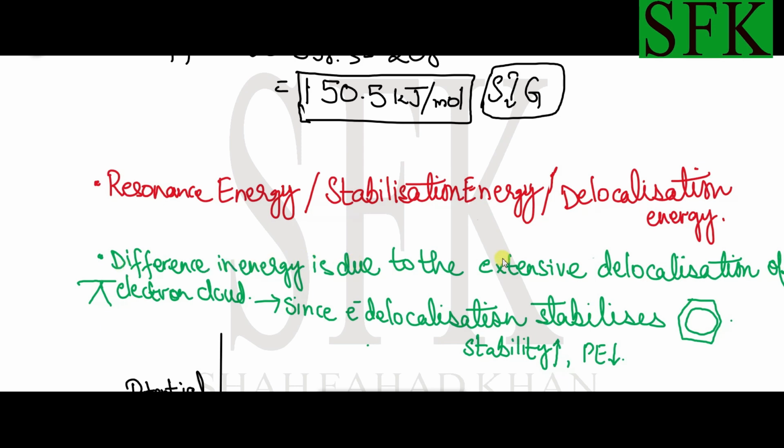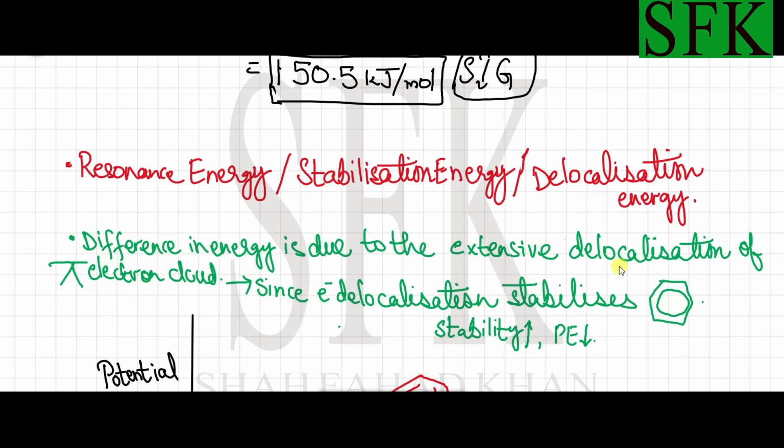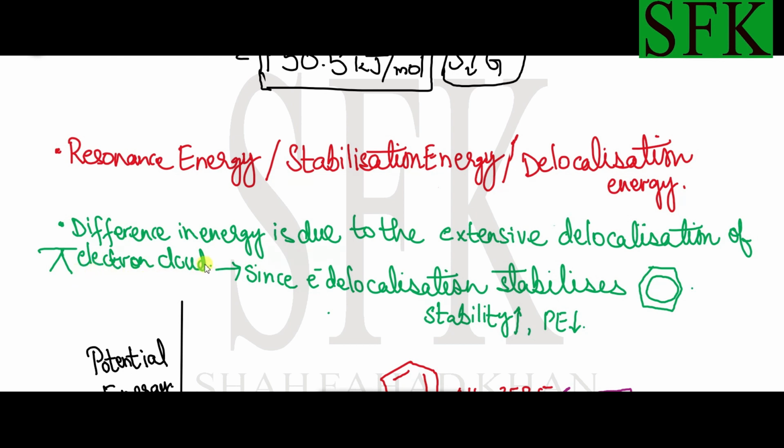The difference in energy is due to the extensive delocalization of the pi electron cloud in benzene, because the electron cloud is delocalized, it actually stabilizes benzene. And we know the general law which we discussed above, that the greater the stability, the lower the potential energy of that compound. So this delocalized pi electron cloud stabilizes the benzene ring, and the increase in stability decreases the potential energy of benzene.